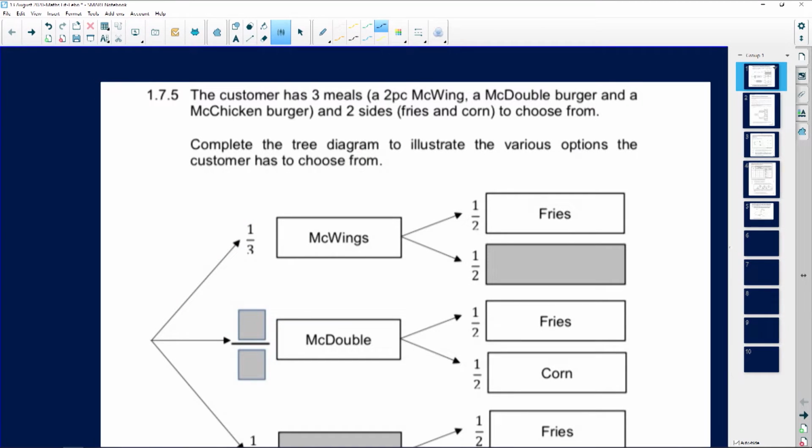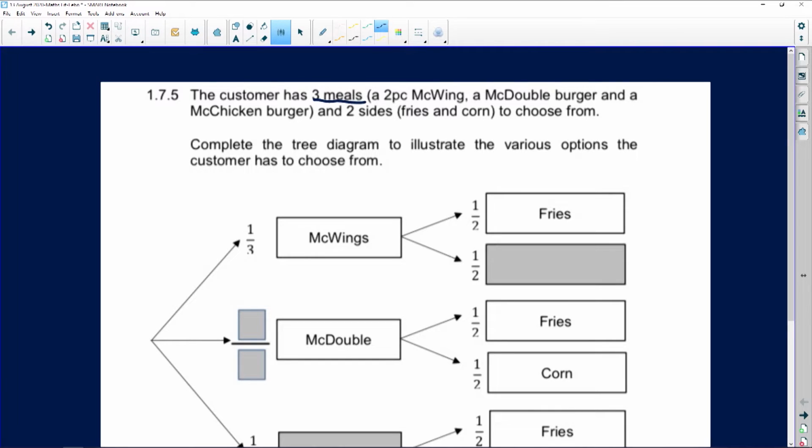Let's look at the question that we do have in front of us. It is a tree diagram. The tree diagram says to us the customer has 3 meals. So already we know we are going to be dealing with a base of 3. So we've got this base of 3 over here. That's extremely important. Don't ignore that, okay?